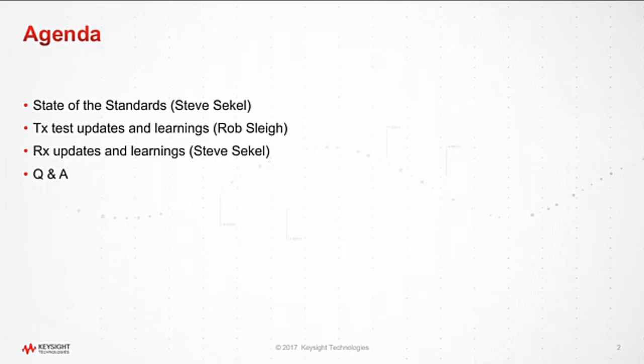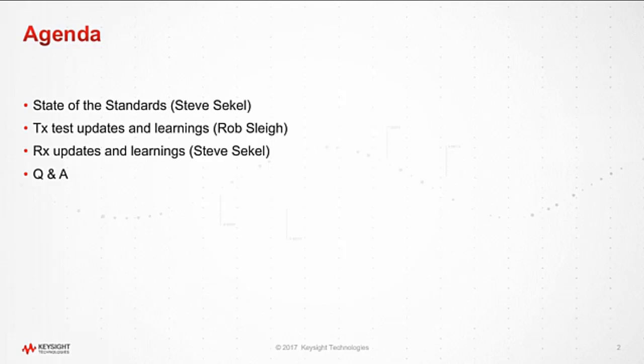Okay, so this is what we're going to do on an agenda today. We're going to talk about what the state of the standards are. Many of them are very close to being released or have been released. And then we're going to talk about updates. There's too much material to cover in just an hour on 400G and PAM4 signaling, so we're really going to focus on the updates. Rob's going to cover the transmit side, and I'm going to do the receive side, and then we'll wrap up with questions and answers.